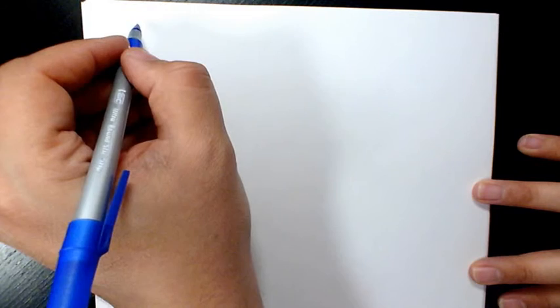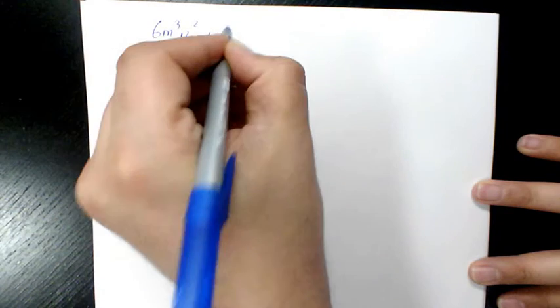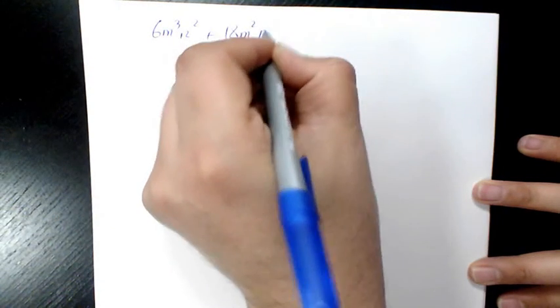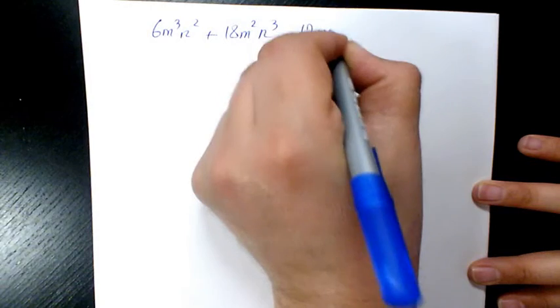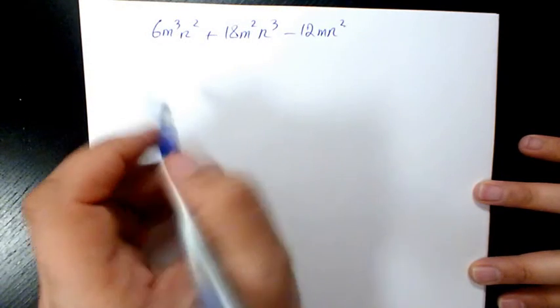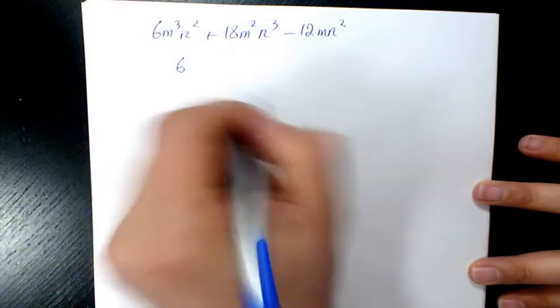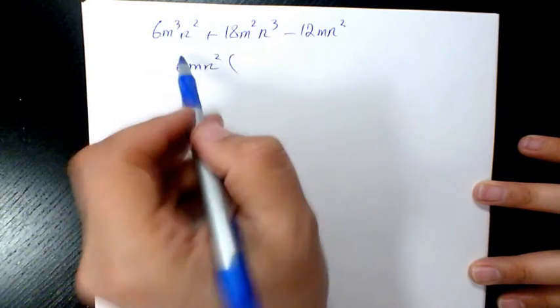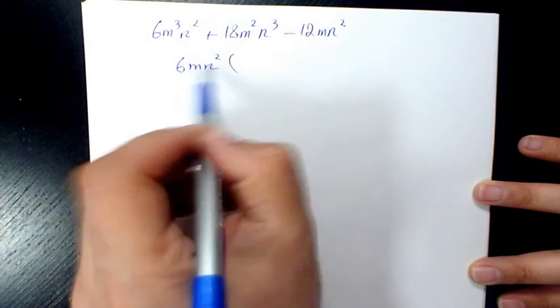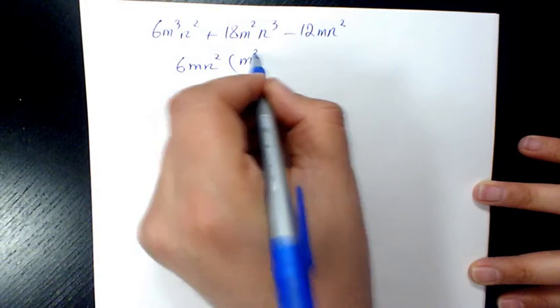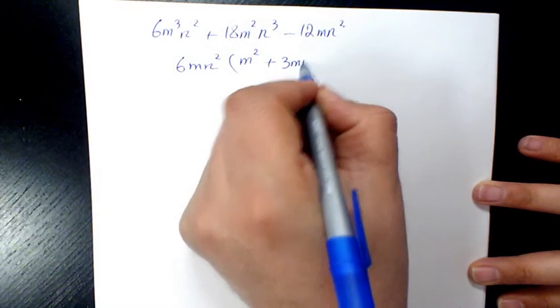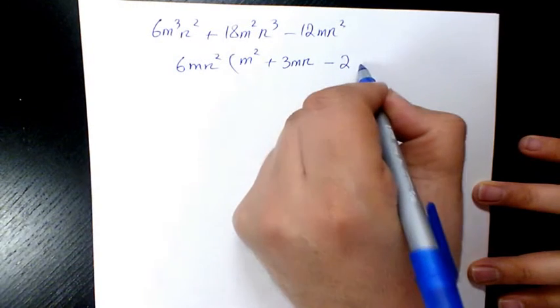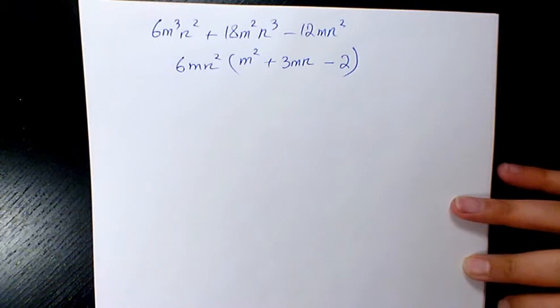Next one is 6m cubed n squared plus 18m squared n cubed minus 12m n squared. You can factor 6 in here, and you can factor m here, you can factor n squared. So it's going to be 6m cubed n squared divided by 6m n squared is going to be m squared, 3mn, 2. Close the bracket.